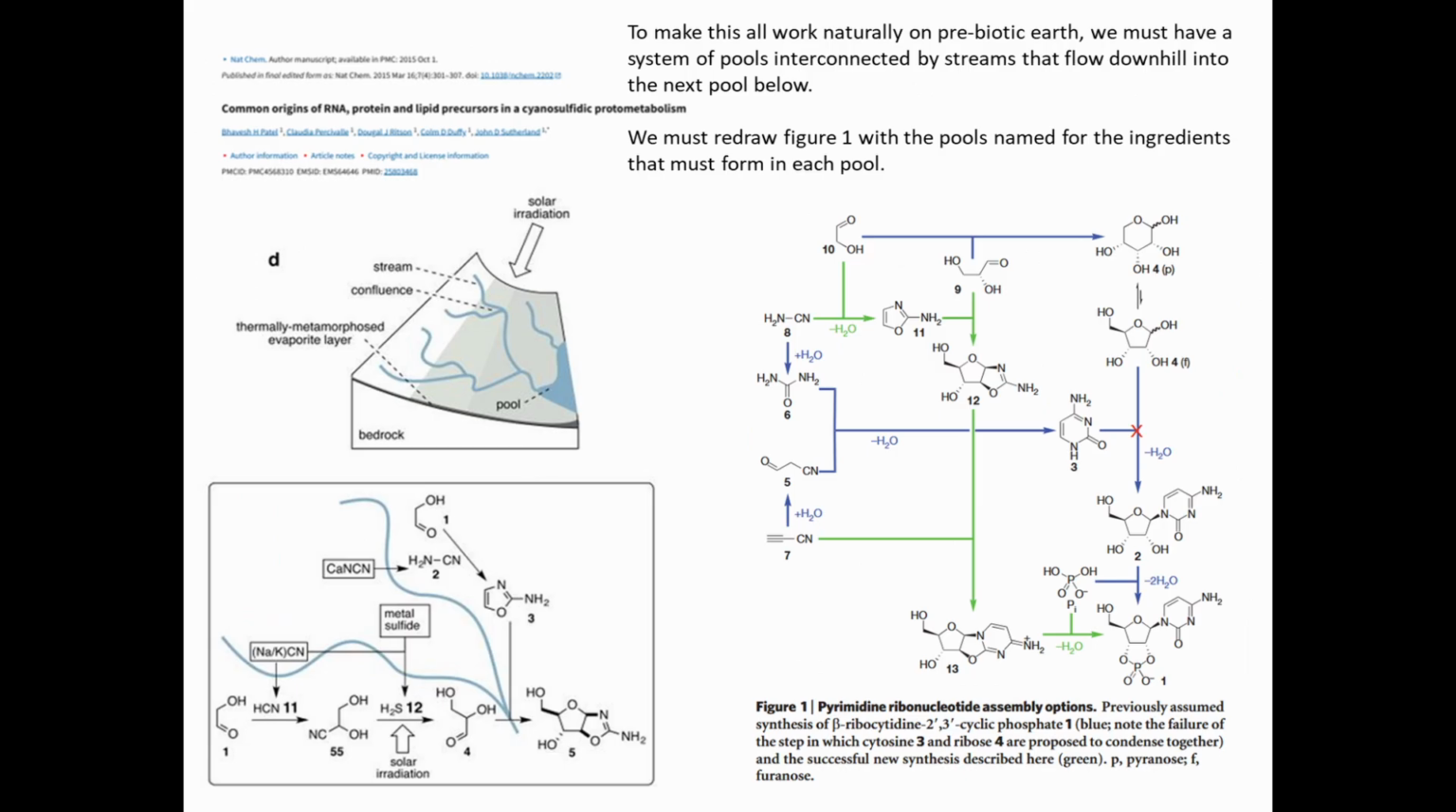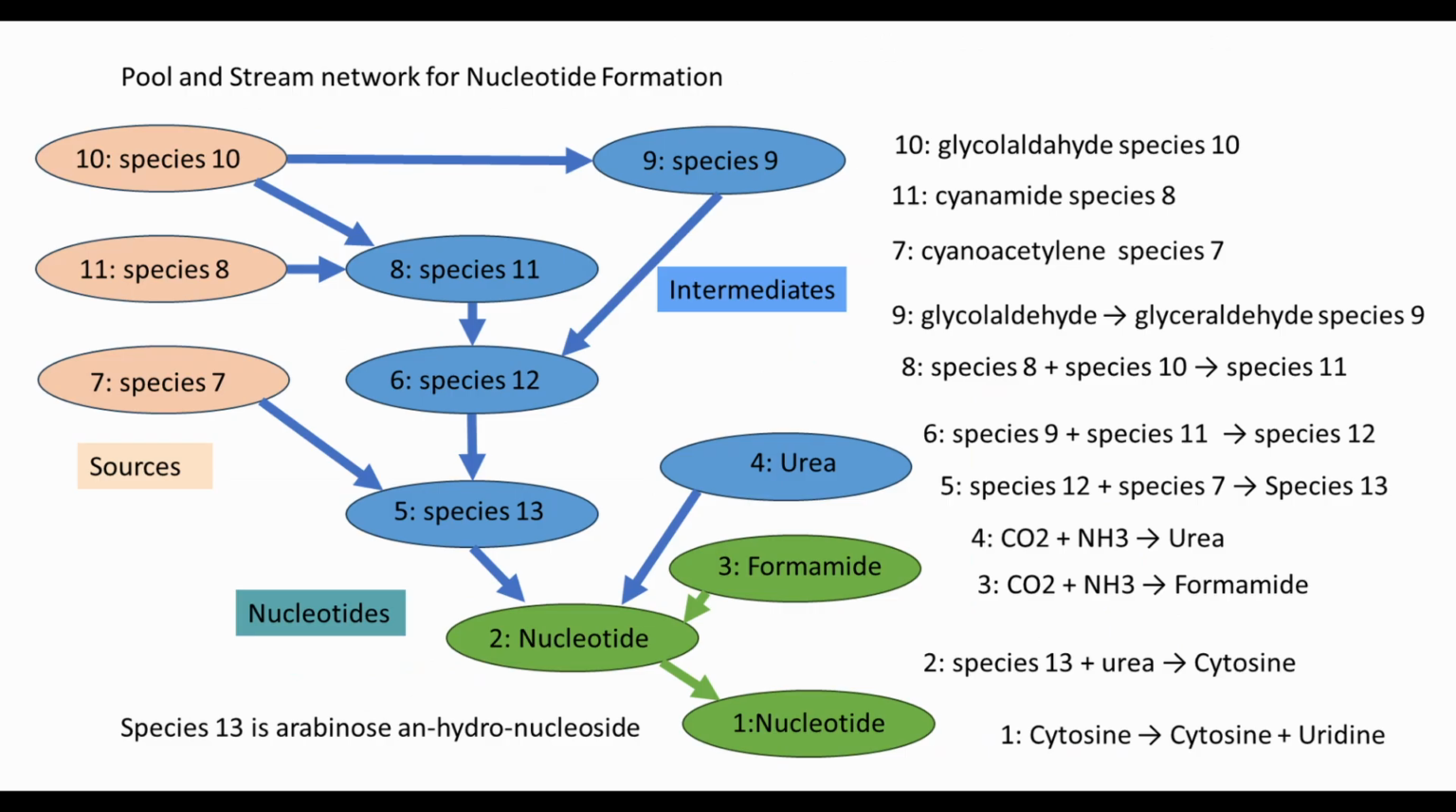To make this all work naturally on prebiotic Earth, we must have a system of pools interconnected by streams that flow downhill into the next pool below. We must redraw Figure 1 with the pools named for the ingredients that must form in each pool. This system of pools is how Professor Sutherland explains it in his follow-up papers.